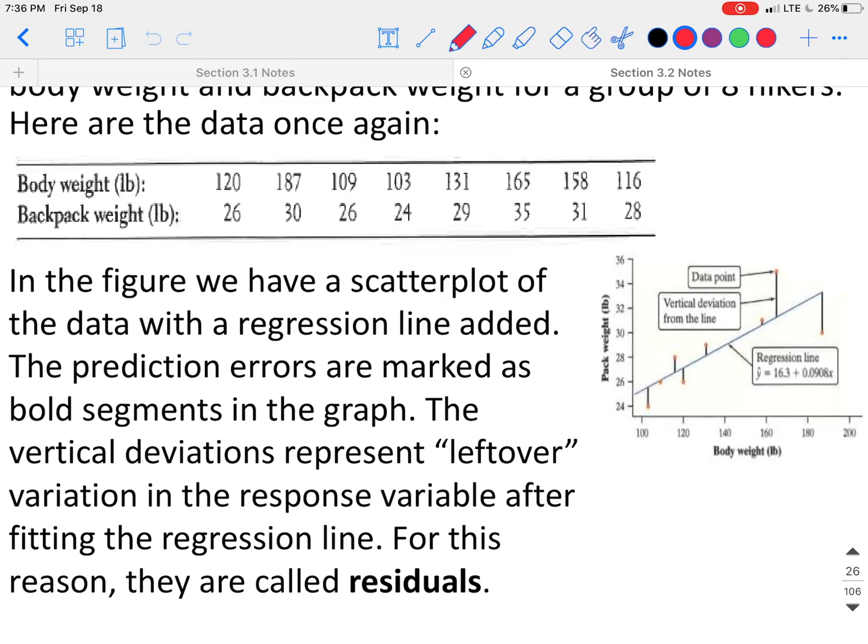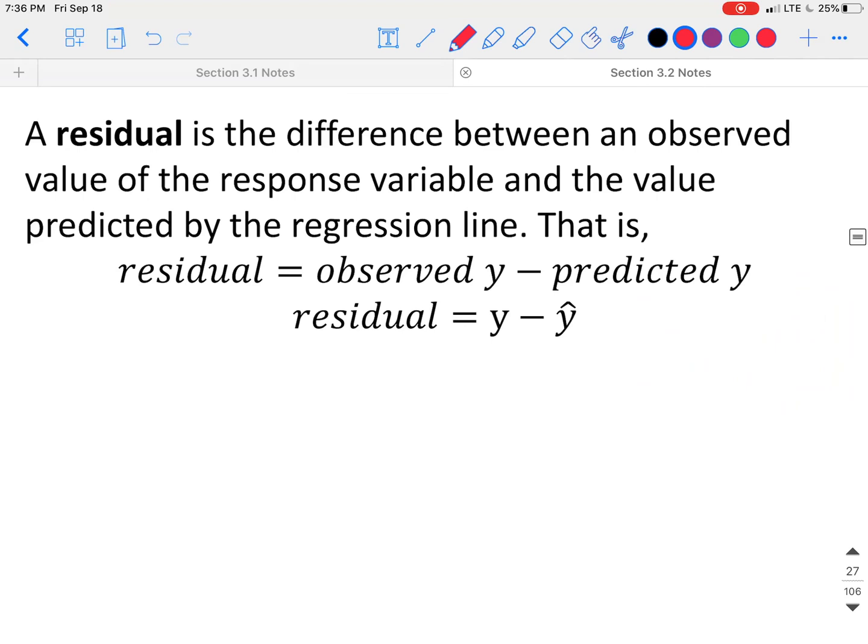The vertical deviations represent leftover variation in the response variable after fitting it to the regression line. These are called the residuals. So the amount left from where the plot point is back to the line is called the residual. A residual is the difference between an observed value of the response variable and the value predicted by the regression line. So to find your residual, you're going to do your observed y minus your predicted y, or y minus y hat.